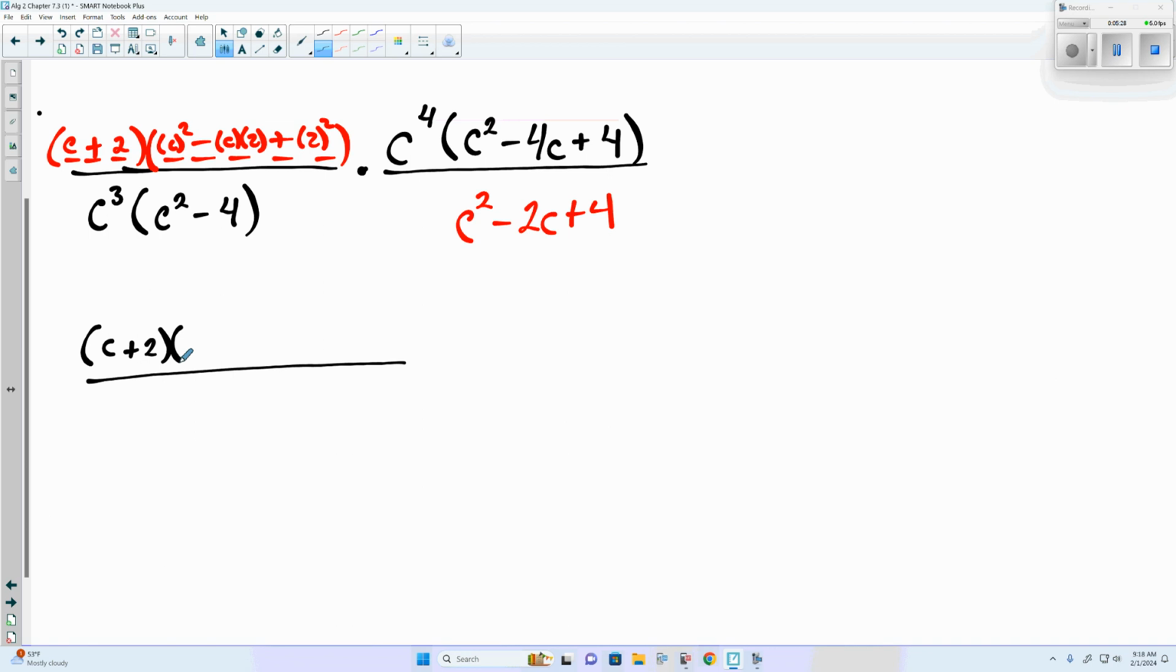Now in that numerator, we'll have c plus 2. The bigger set of parentheses, our c being squared is just c squared. Our c times 2 is 2c, and 2 squared is 4. So we can see that that numerator, the other part of that sum of 2 cubes, does match up with our denominator. Even if c squared minus 2c plus 4 did factor, if they already match up, no reason to factor it because they're all going to cancel out.